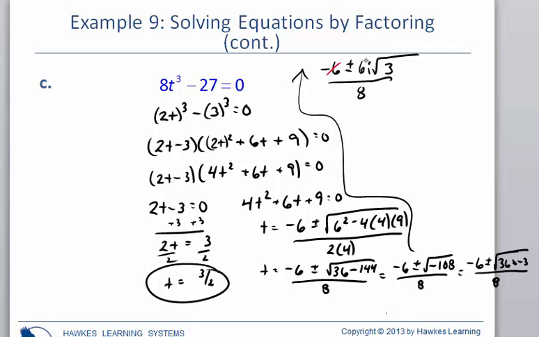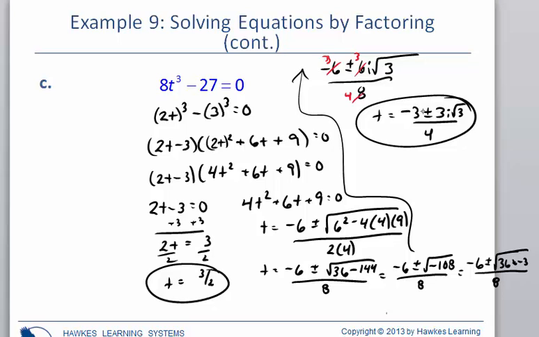Remember, we can simplify if we're simplifying those 3 positions. So they are all 3 divisible by 2. 2 goes into 8 4 times. 2 goes into 6 3 times. And so our final answers here would be t is equal to negative 3 plus or minus 3i times the square root of 3 over 4. So we have 2 solutions coming out of that one. We also have the 3/2 solution at the bottom. So 3 solutions to the original equation.